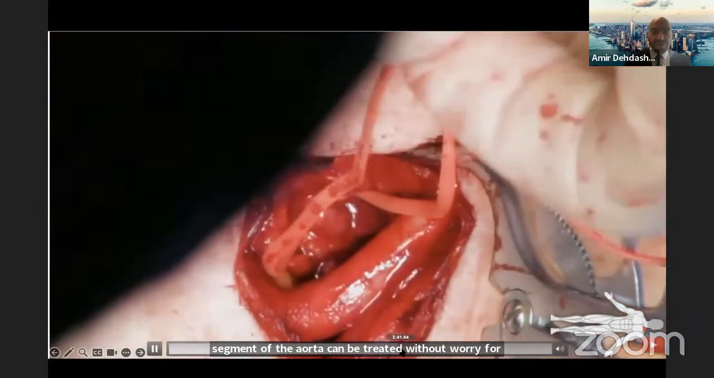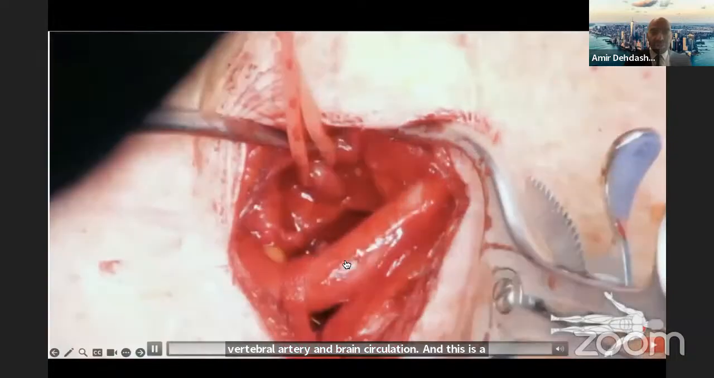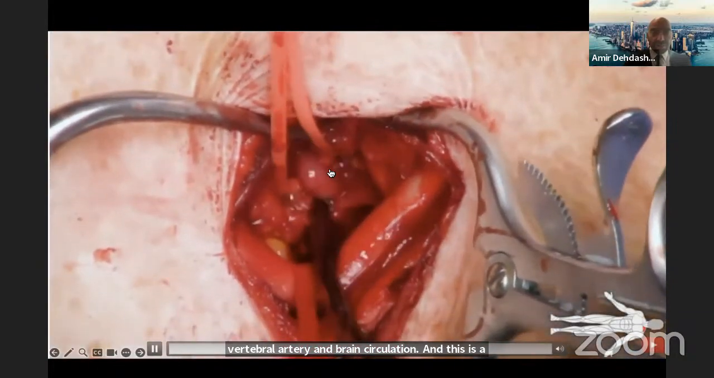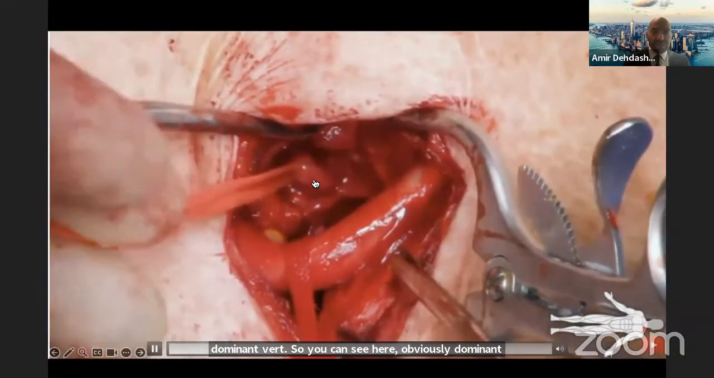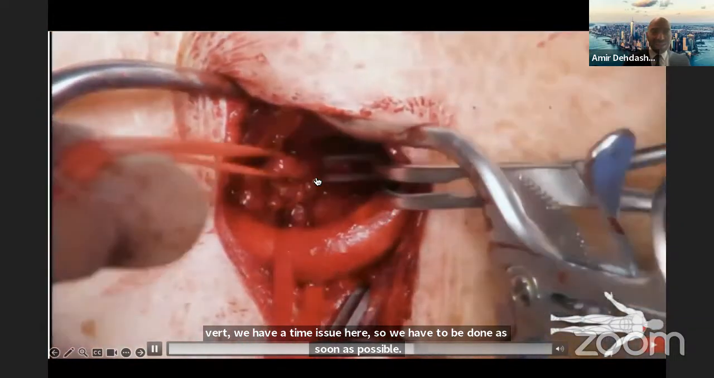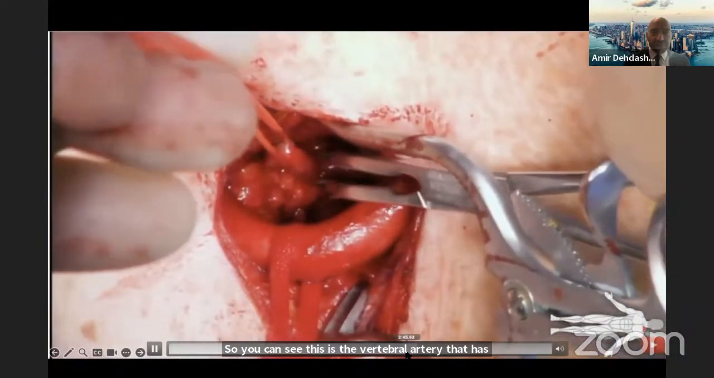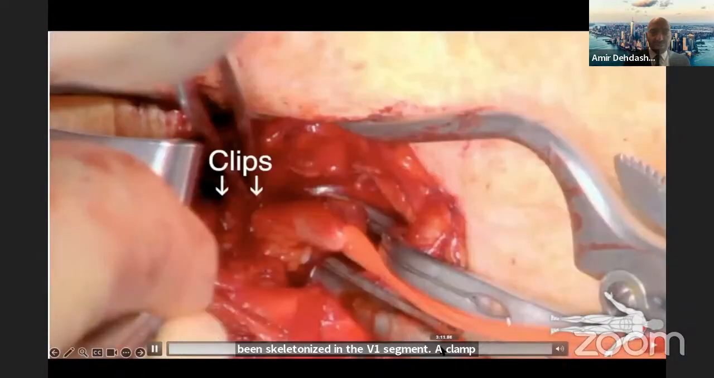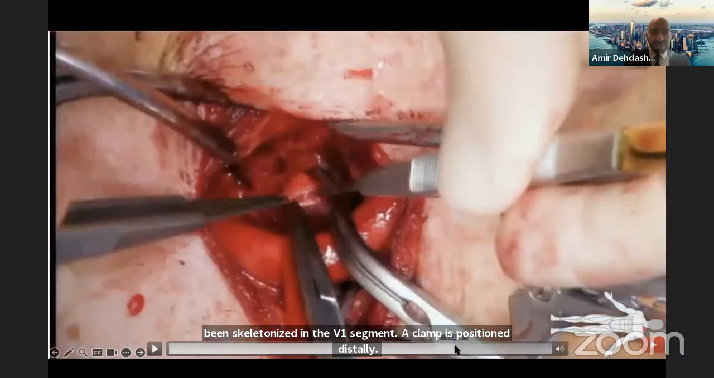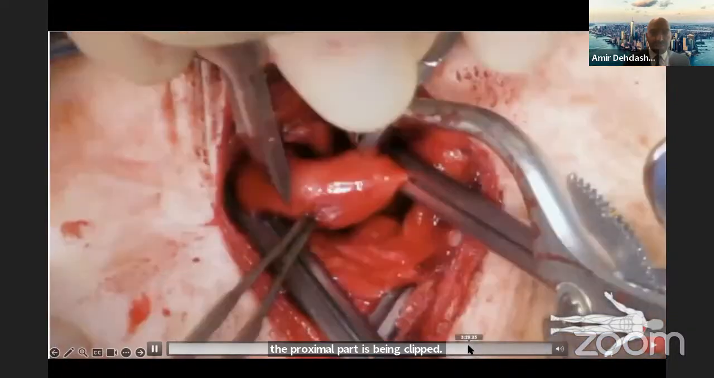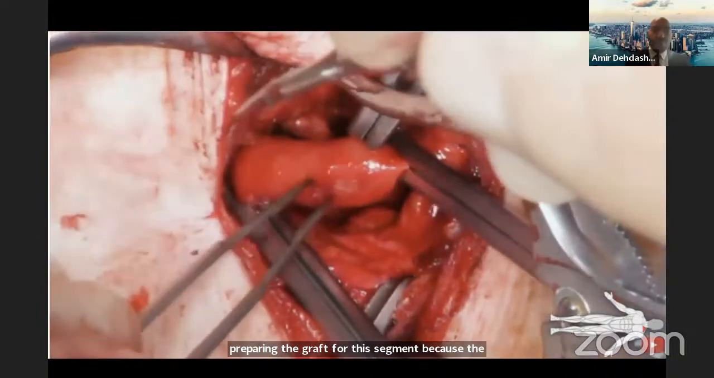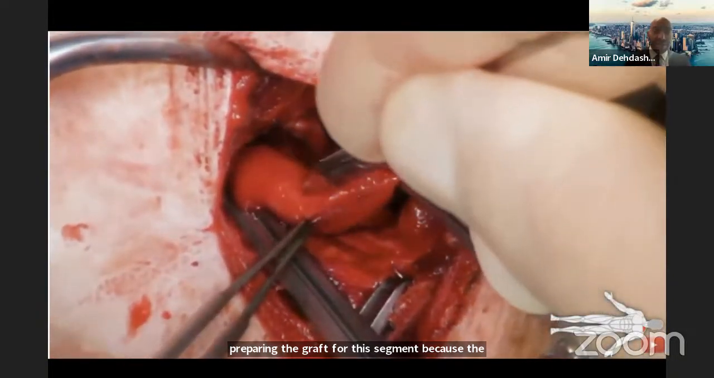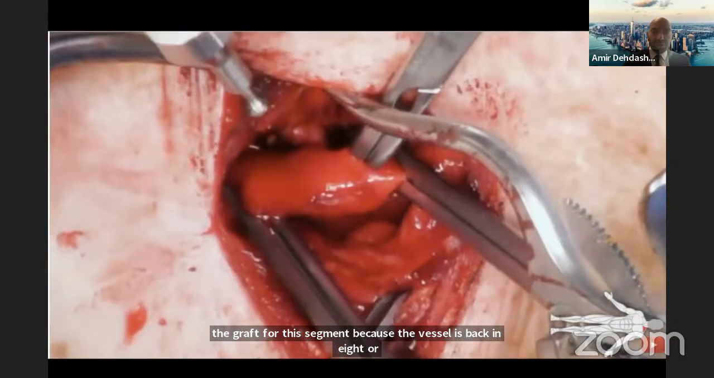And this is a dominant vert, so obviously we have a time issue here and have to be done as soon as possible. You can see the vertebral artery has been skeletonized in the V1 segment. A clamp is positioned distally, and the proximal part is being clipped. Then it's a matter of cutting it and preparing the graft for this segment, because the vessel is big. An 8-0, I'm sorry, a 6-0 Prolene will be used.